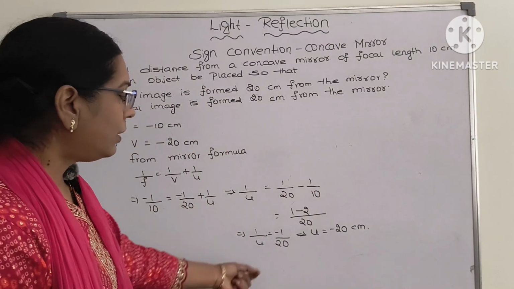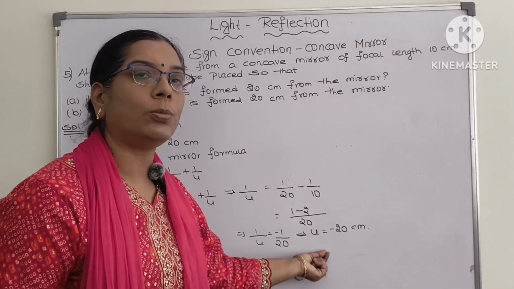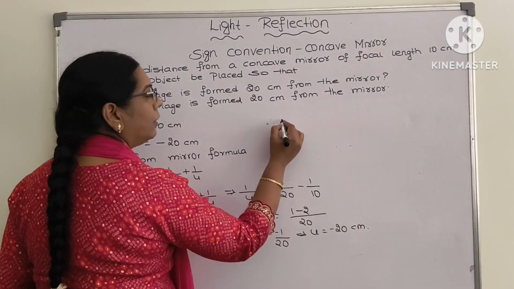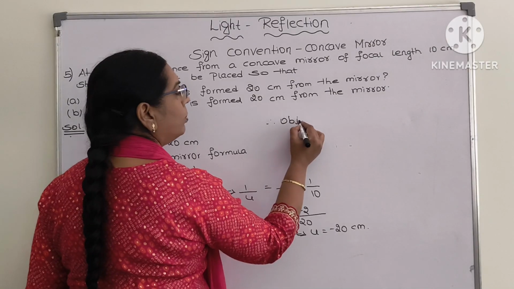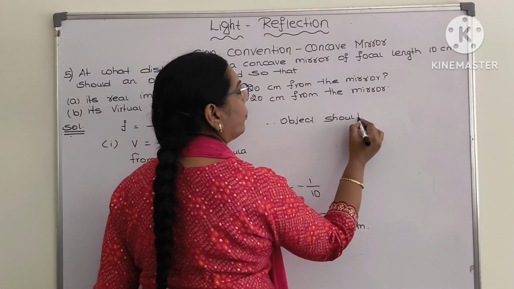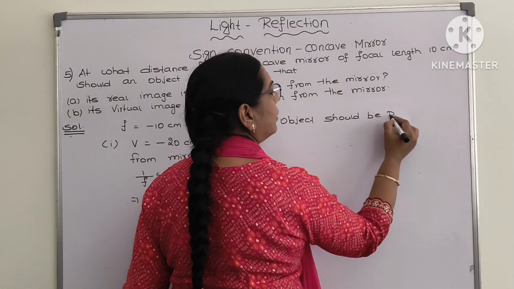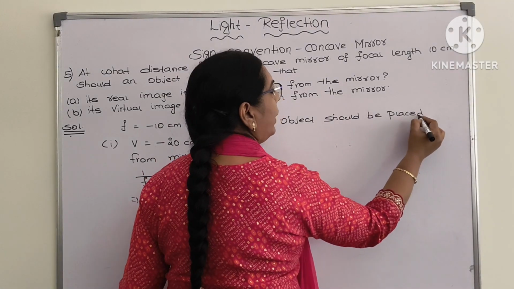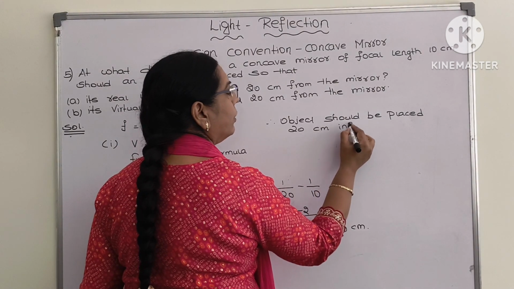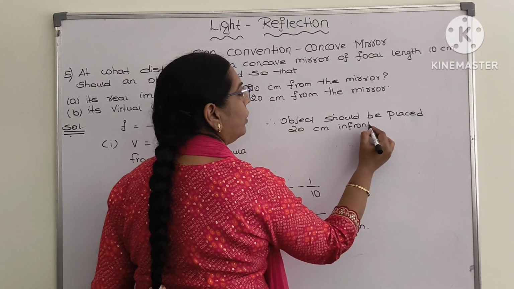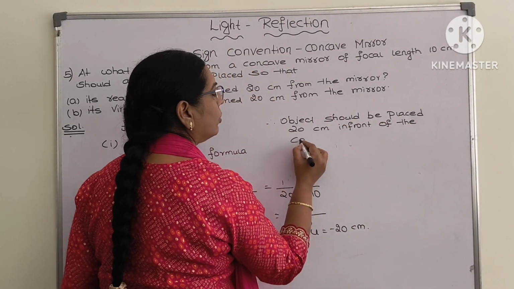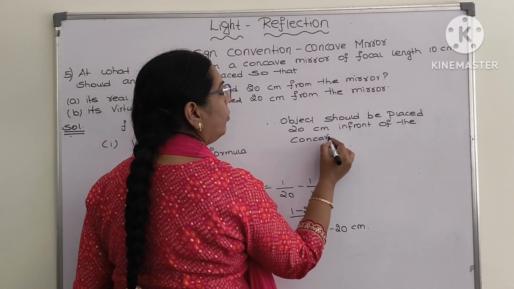What does this mean? This means that I have to keep the object 20 centimeters from the mirror, in front of it. Therefore, the object should be placed 20 centimeters in front of the mirror. Which mirror, children? We are doing concave, so in front of the concave mirror.